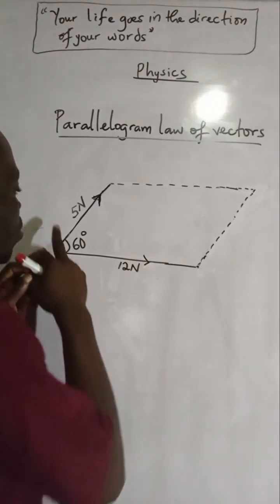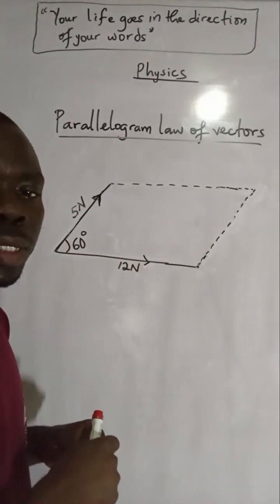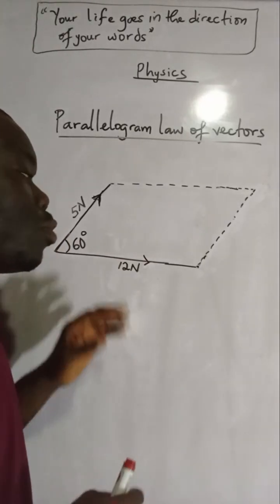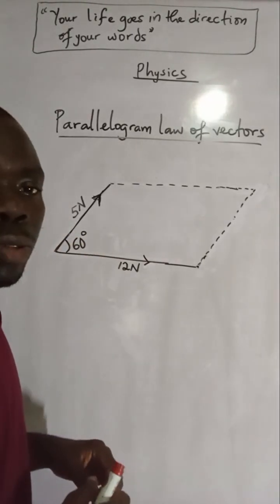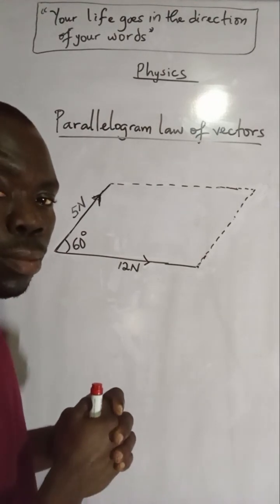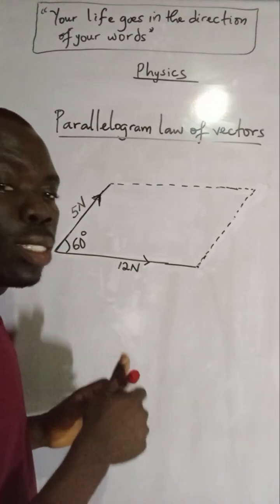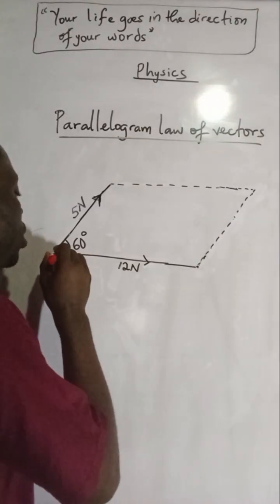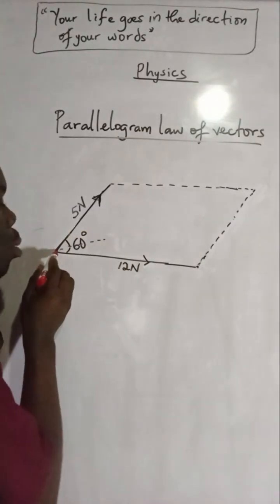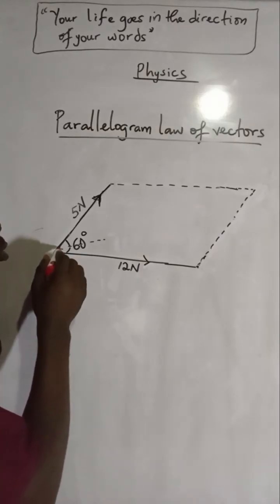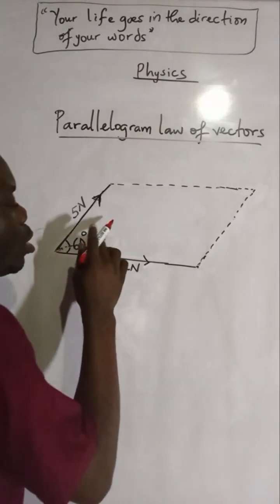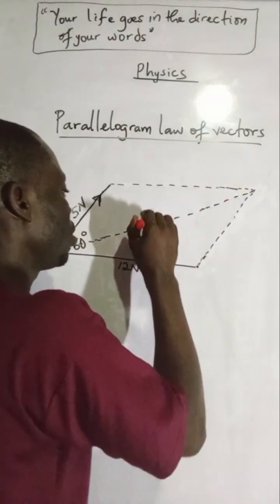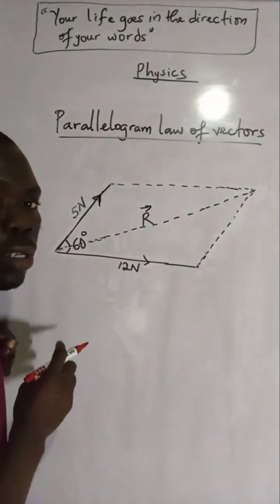It says that when two vectors represent two adjacent sides of a parallelogram in magnitude and direction, then the diagonal of the parallelogram drawn from the common point, this is the common origin, represents the resultant of the vectors. So this represents the resultant of the vectors.